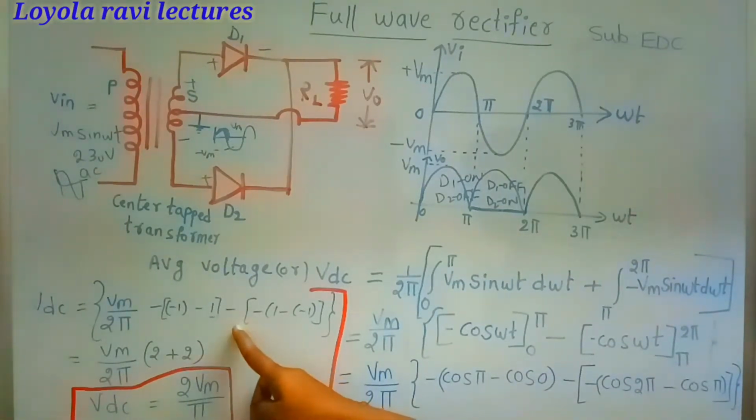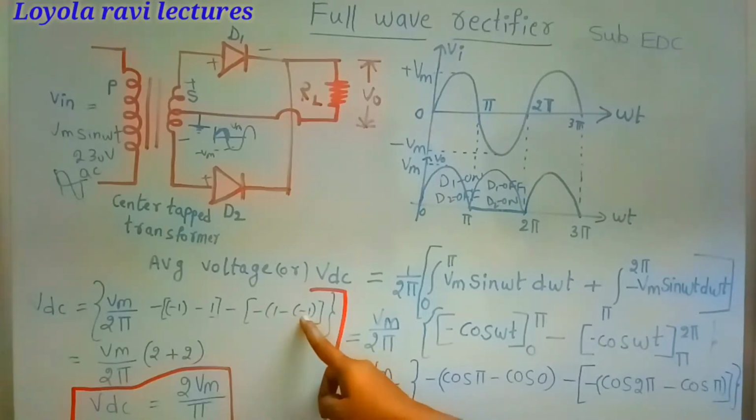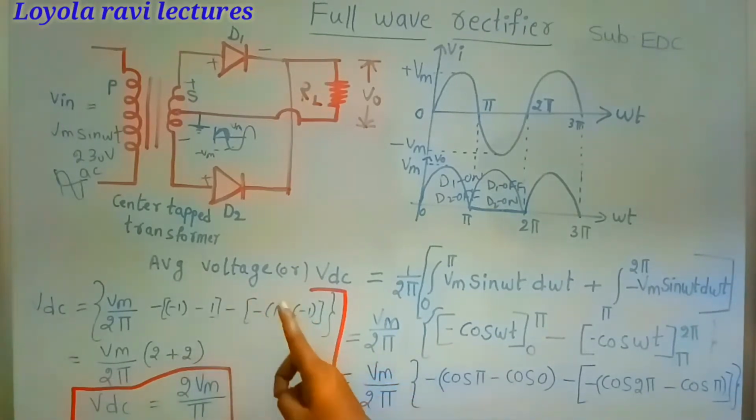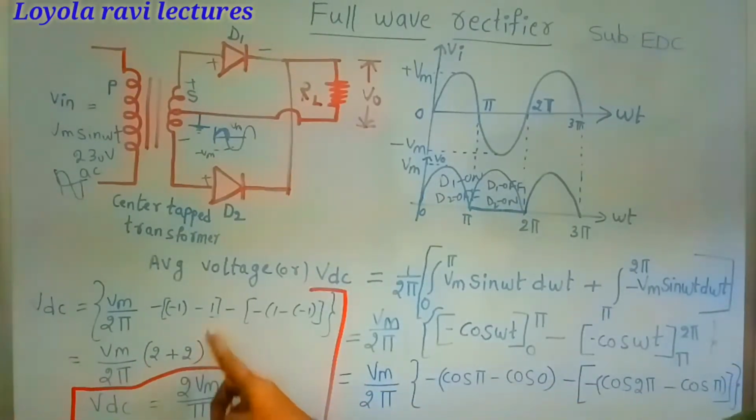Again, here 1 minus of minus plus 1, plus 1 is 2, minus 2. Here we have minus 2, minus into minus plus 2. So then Vm by 2 pi into 4 we have. Then the 2 gets cancelled. Then 2 Vm by pi. This is VDC, one of the most important parameters for all rectifiers. It may be a half wave, full wave or bridge rectifier. So VDC is 2 Vm by pi.